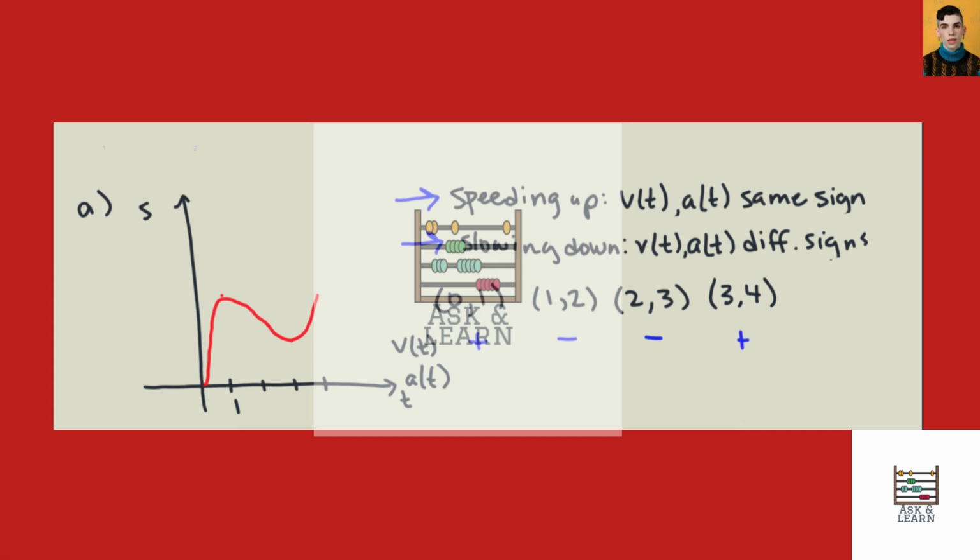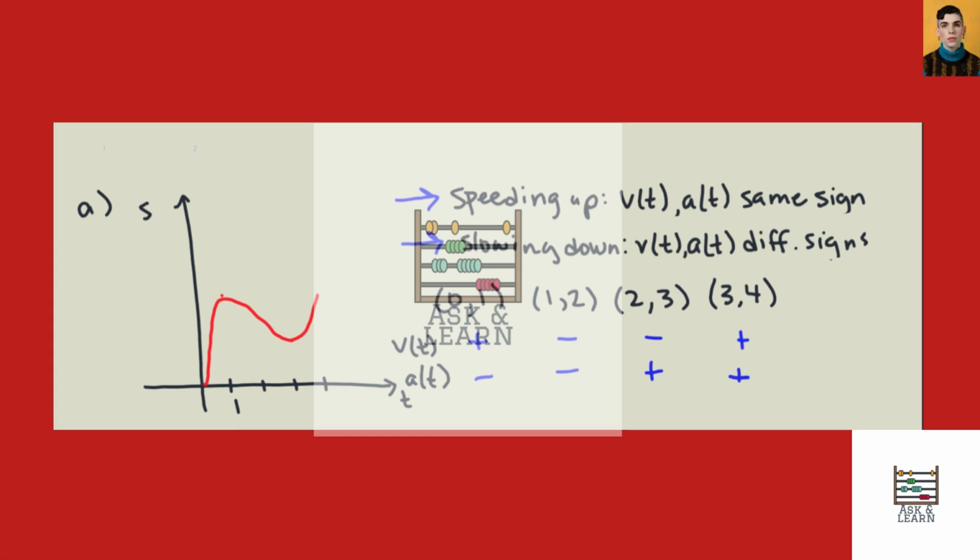Now, the acceleration is the second derivative of position, and the second derivative relates to the concavity of the curve, concave up versus concave down. If the curve is concave down, the second derivative will be negative, and if the curve is concave up, the second derivative will be positive. So we see that this curve is concave down from 0 to 2. So we have a negative acceleration, and then it's concave up from 2 to 4. So we have a positive acceleration.